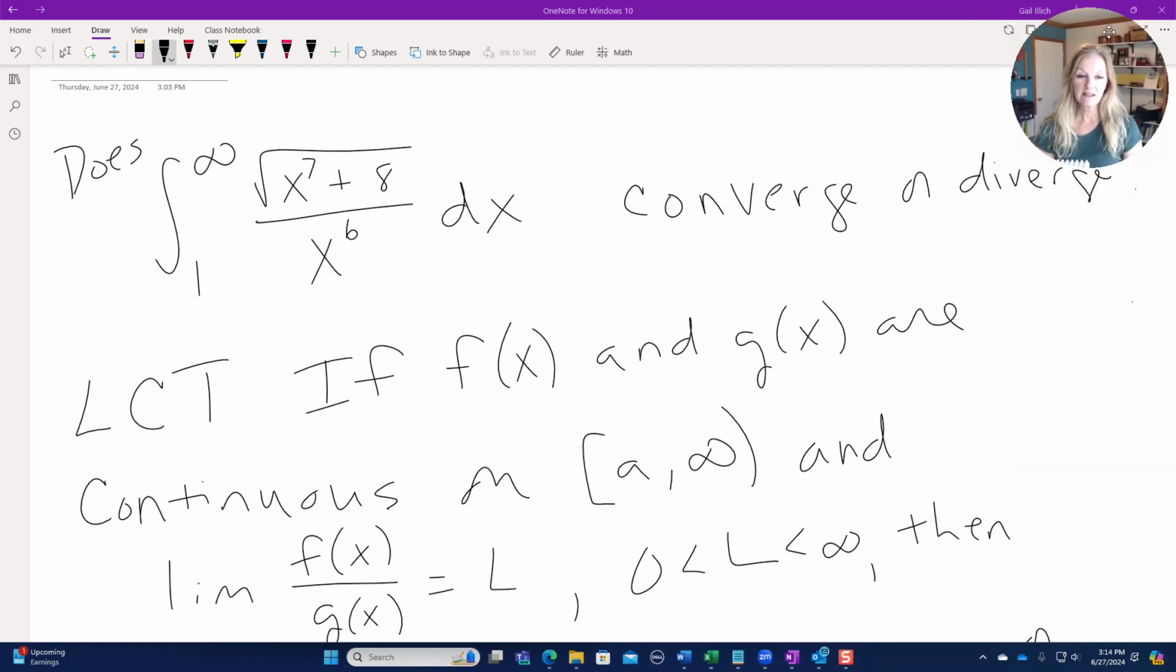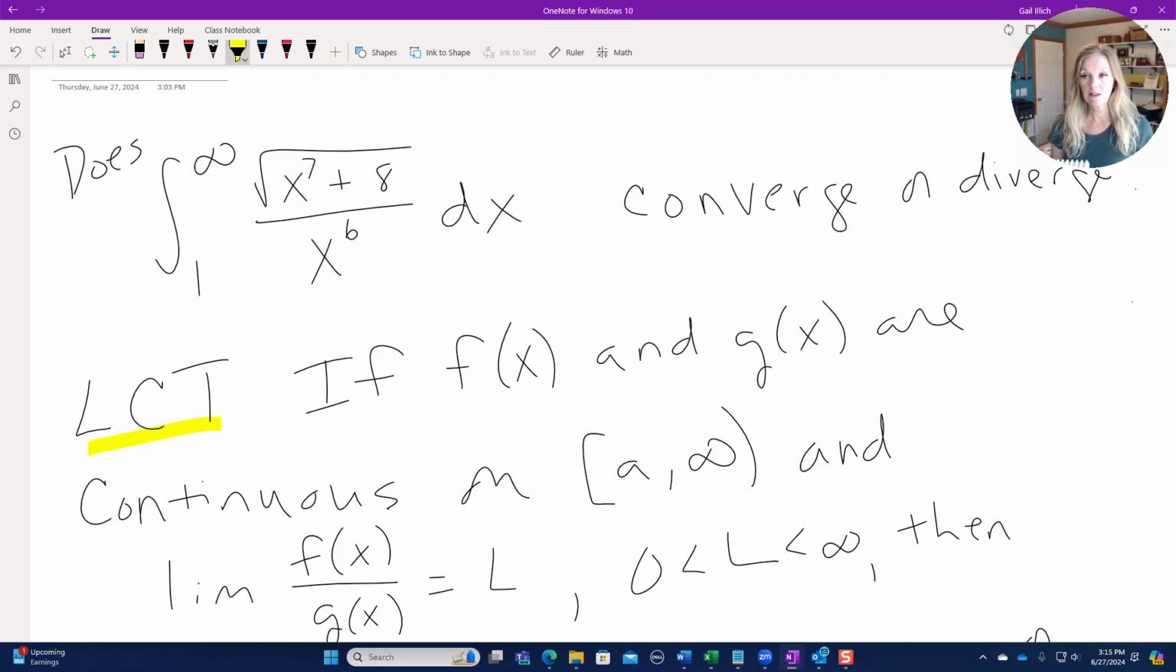Okay, we're asked on this question to decide whether this integral from 1 to infinity of the square root of x to the 7th plus 8 divided by x to the 6 dx converges or diverges. I recommend that we use the limit comparison test, which I'll call the LCT.